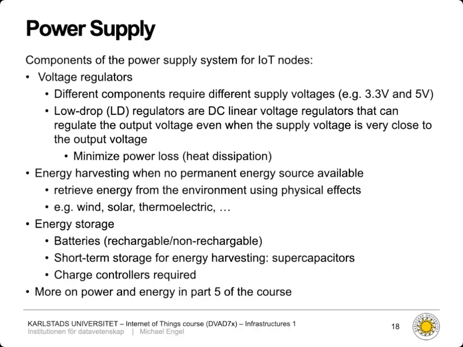You need to store energy somewhere, especially in mobile devices, but also in energy harvesting devices. So we have batteries, which can be rechargeable or non-rechargeable and maybe need a charge controller. For energy harvesting devices, instead of a battery, there's a very interesting technology called a supercapacitor, which can serve as a short-time storage for small amounts of energy. That helps you keep your system running for a bit longer, even if the sun is no longer shining on your solar cells. We'll discuss more on power and energy, and also analyzing and optimizing power and energy consumption, in the last part, part 5 of the course.